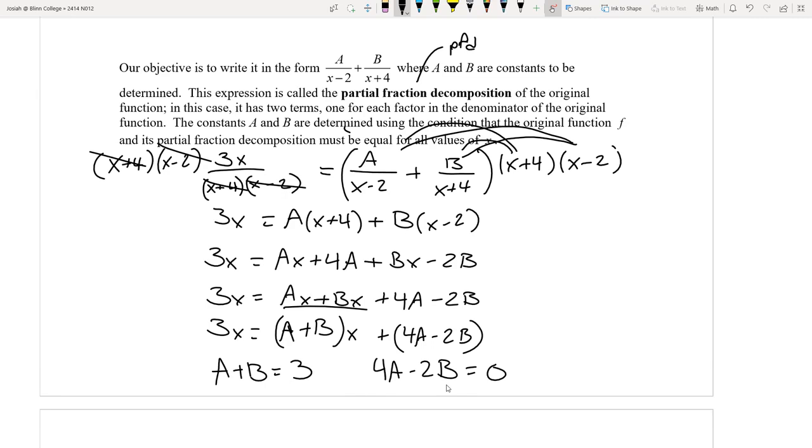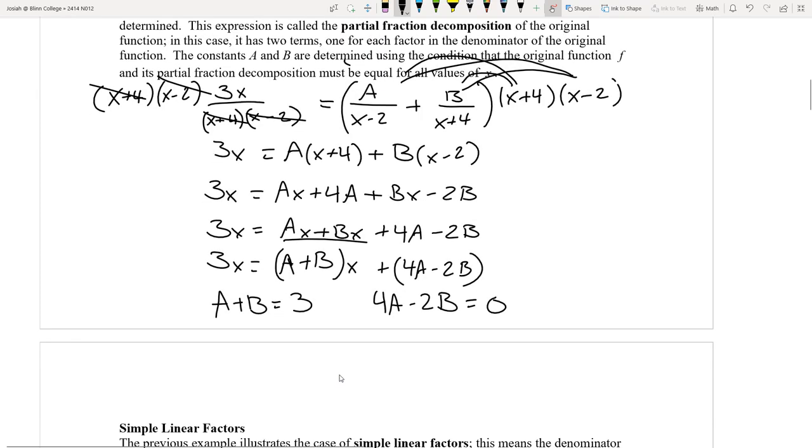And so we'll have to go ahead and solve either using substitution or elimination. The way that I'm probably going to handle this is using elimination here. So we have a plus b equals 3, 4a minus 2b equals 0. I'll go ahead and multiply this top equation by 2, so that 3 will become a 6 instead. And we'll add these up. 6a equals 6. Divide both sides by 6, a equals 1.